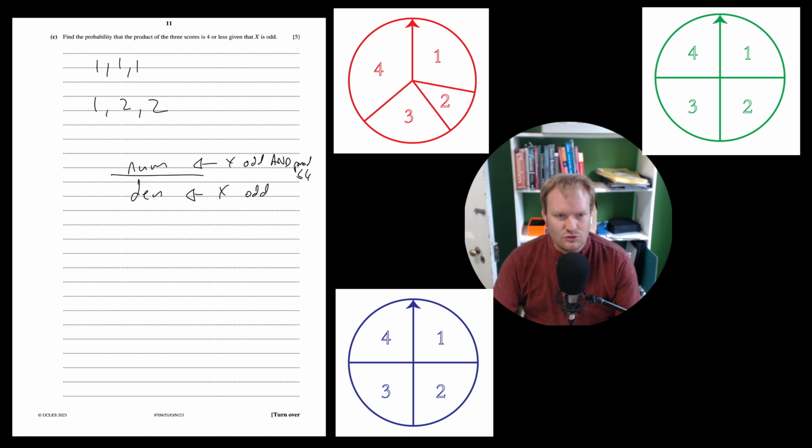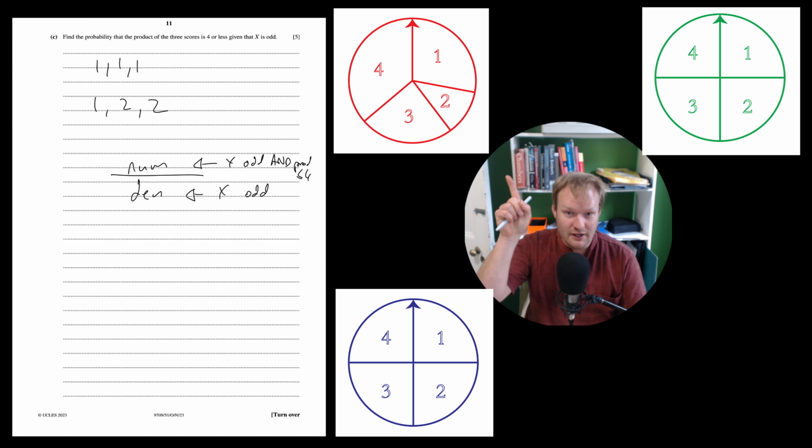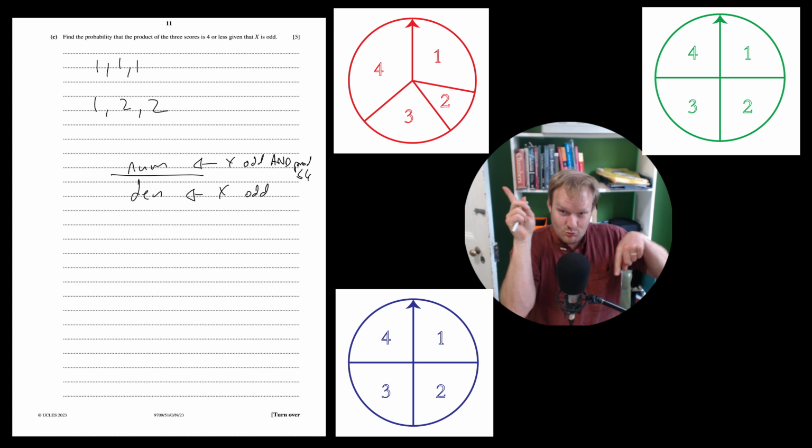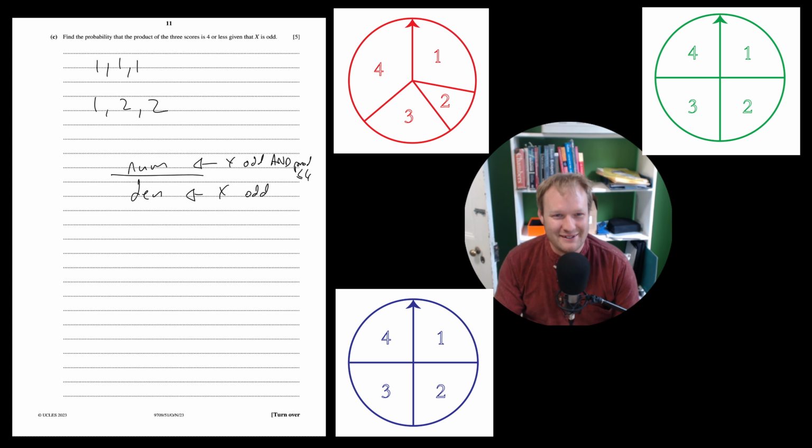So, our denominator, well, there's only the situation where the red spinner is 1 or 3, and all the other options, of course. And then our numerator, that must be a 1 or 3, and the product of all our spinners must be less than or equal to 4.